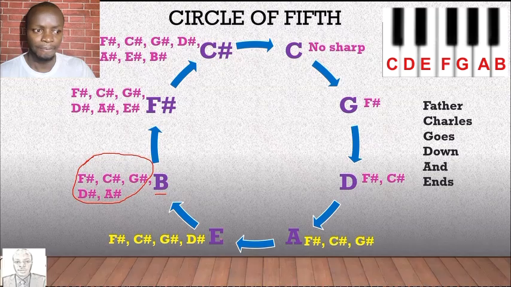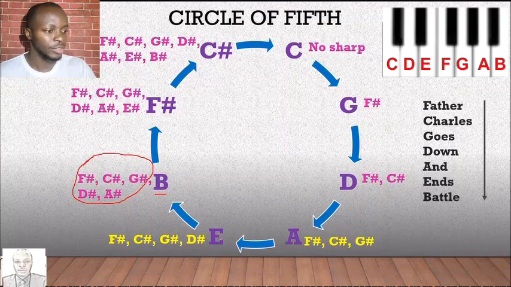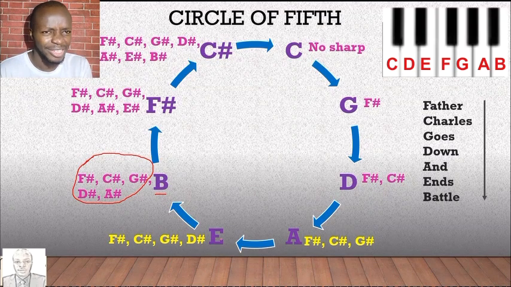Does that make sense? On C sharp, you have sharps on F, C, G, D, A, E, and B. That is how the pattern goes down and ends. So you see that the trend goes down, right? Okay, so take note of that.